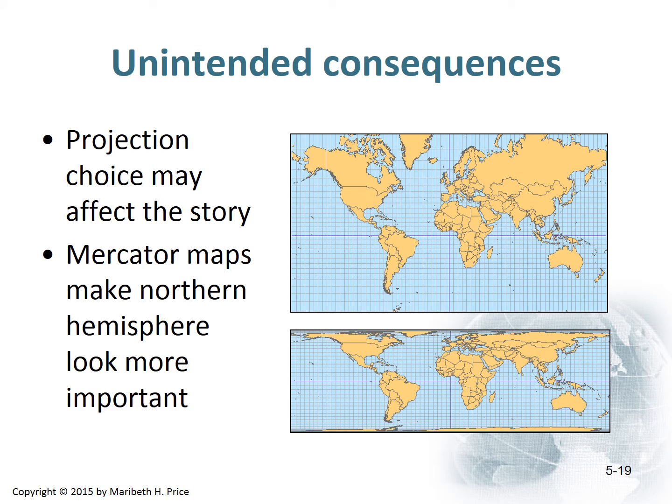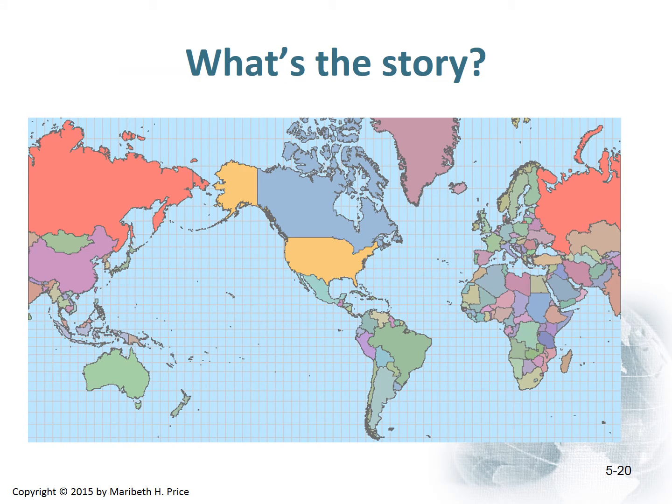But you have to realize that as you move into the northern and southern latitudes, the spacing between the lines increases. In other words, it makes those regions artificially look much larger than what they are. So when we look at a location like this, what's the story? There's lots of things going on, but it might be hard to tell because you don't really know.